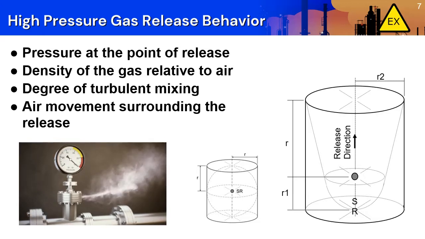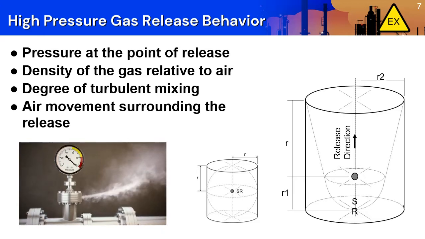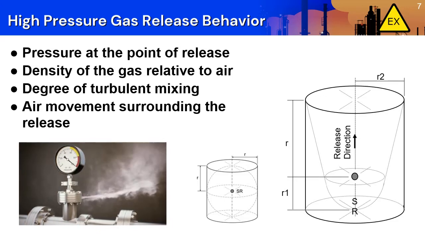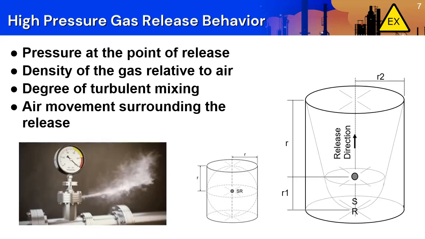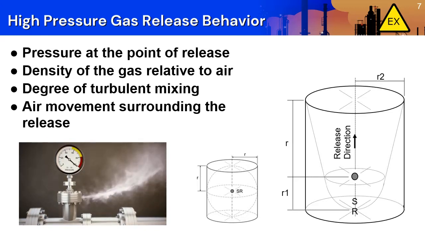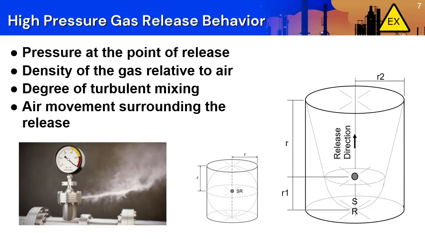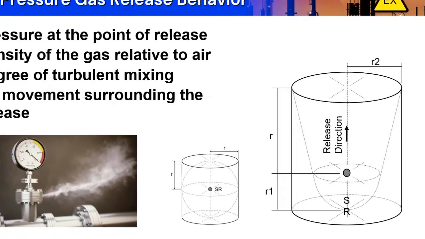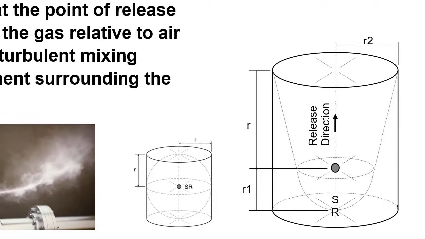A high to low pressure release causes the gas to expand and to cool down. The cooling effect will cause it to initially behave like it's heavier than air. The cooling effect is eventually offset by the heat supplied by the air, and the gas cloud will eventually become neutrally buoyant. The hazard zone surrounding a high-pressure release will look like this.